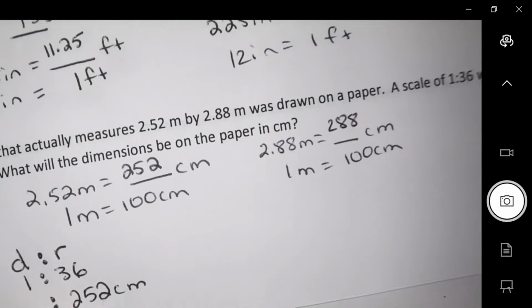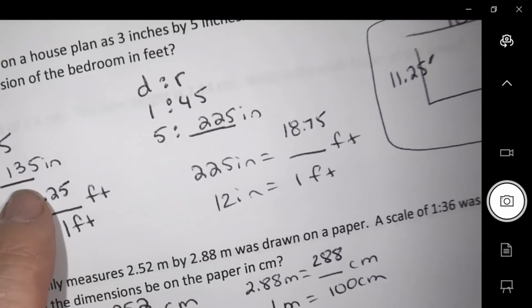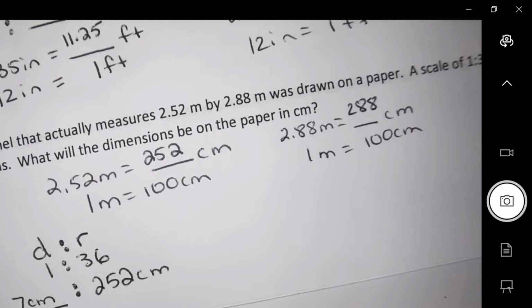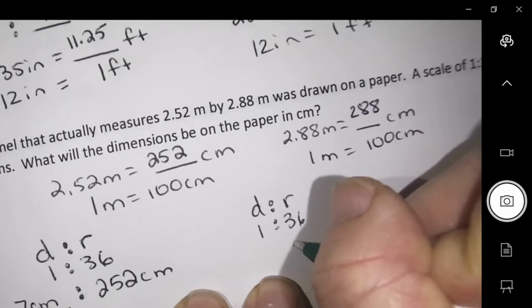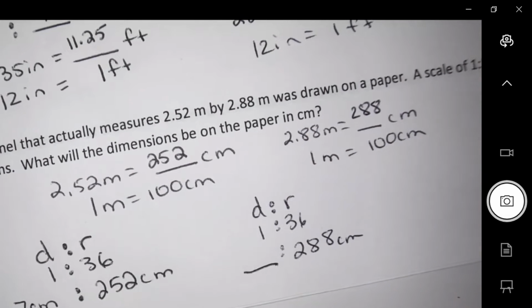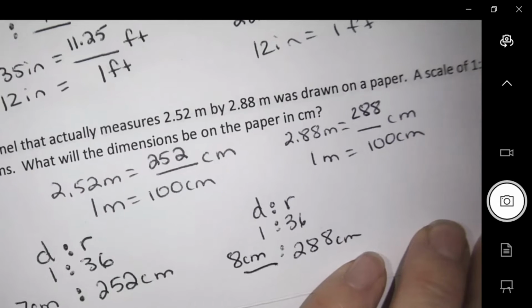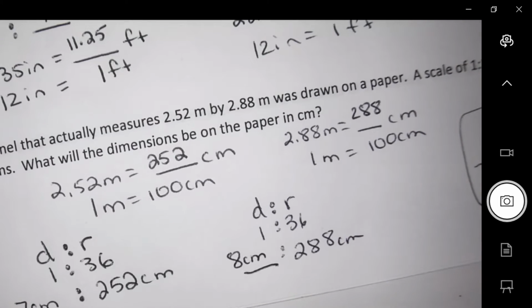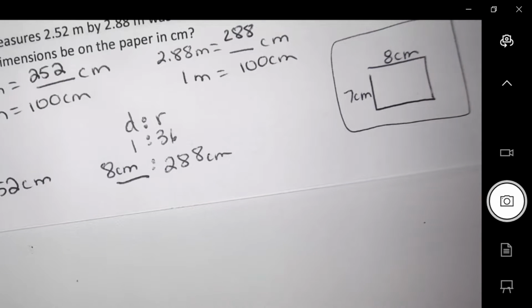Okay, so last time, right? Do you see the difference here? The last time I wanted the real life object, and this time, on the ratio, I want the diagram part. Okay, so that's how big my diagram will be on my paper.